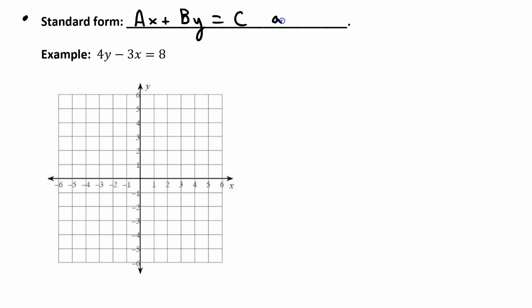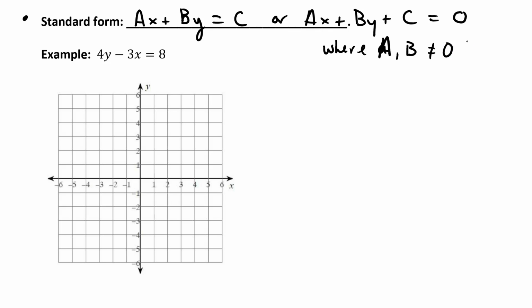Okay, so standard form, just like the quadratics, has kind of like ax plus by equals c. Or we can say ax plus by plus c equals 0, where a and b cannot equal 0. They can't equal 0 together. A can be 0, because then that will just give us our horizontal line, y equals something. Or b can be 0, because then we would have a vertical line, just x equals something. But you can't have both a and b equal to 0.